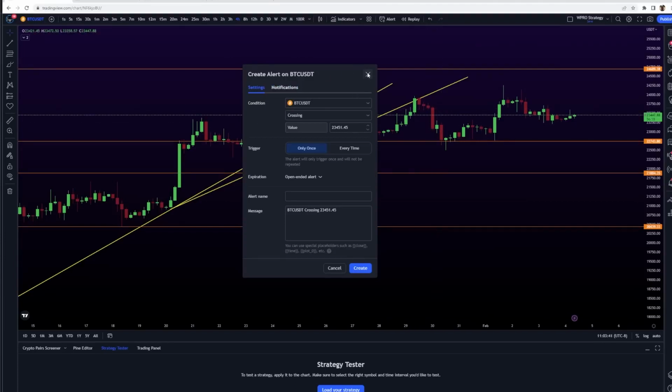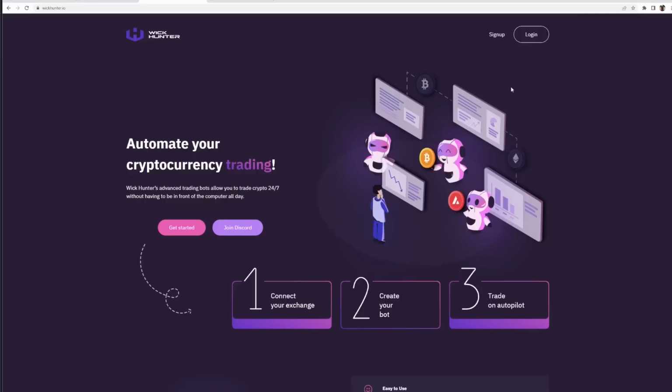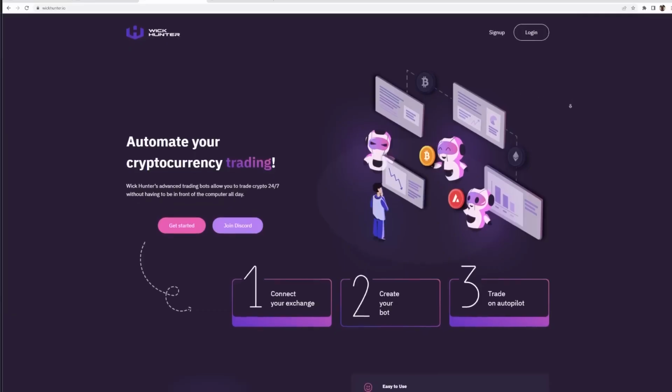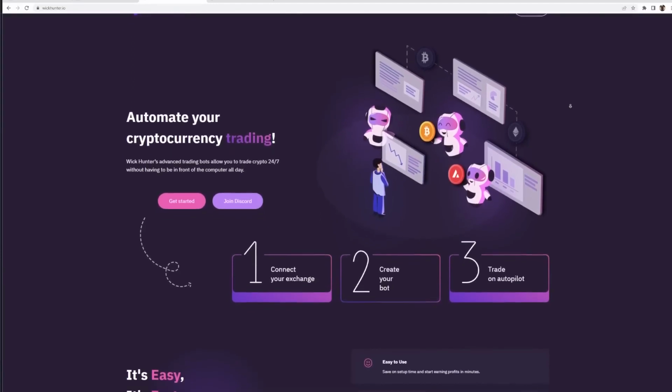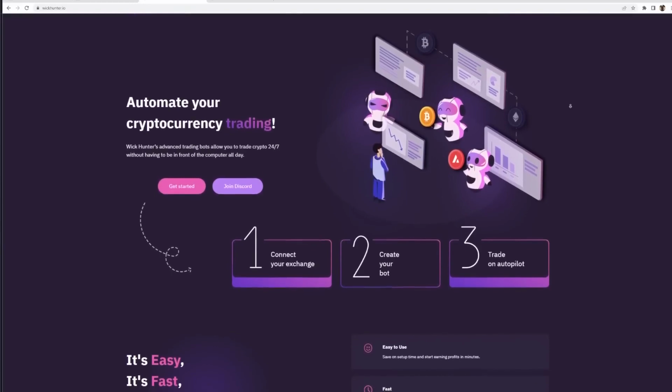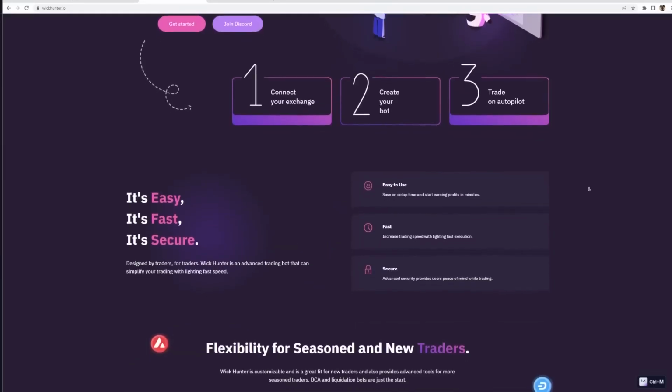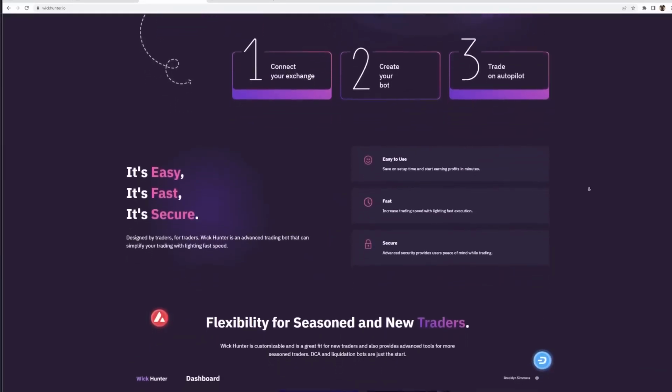Now you can also send the alerts outside of the app to an automation service that automatically links to your exchange. The one that I'm using is called Wickhunter, and it's completely free. It's really simple. You just connect your exchange, create your bot, and then you can start trading on autopilot. So for all of my forward testing results in the future, I'm going to be using Wickhunter.